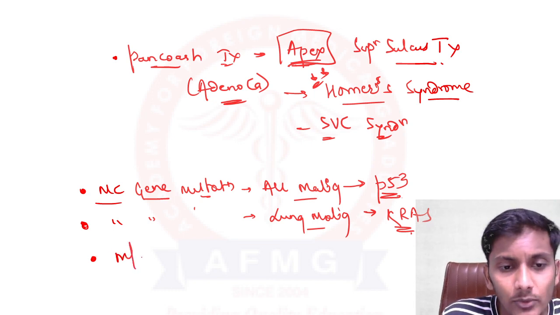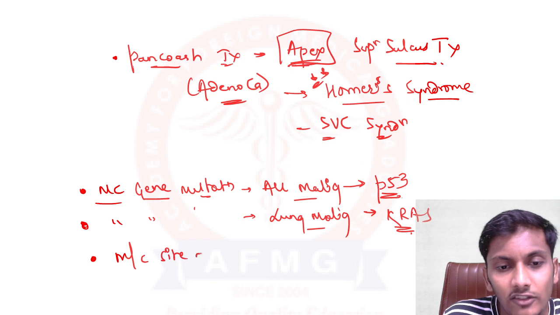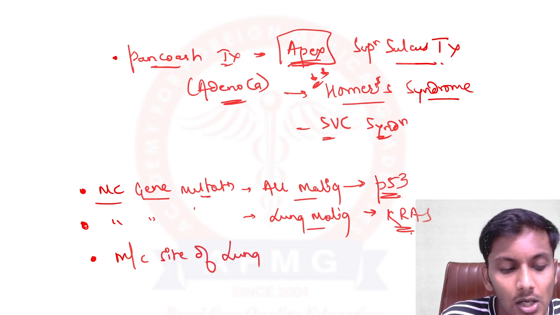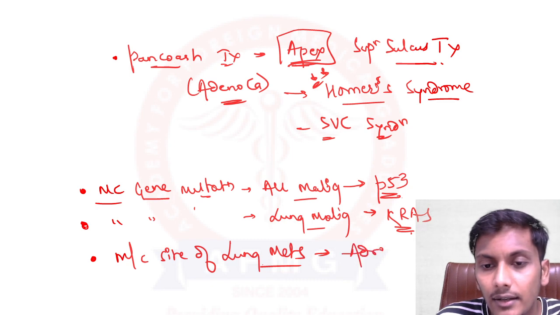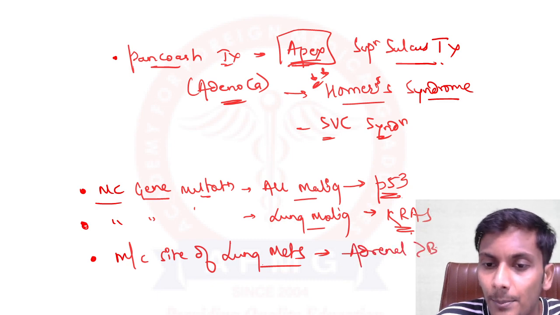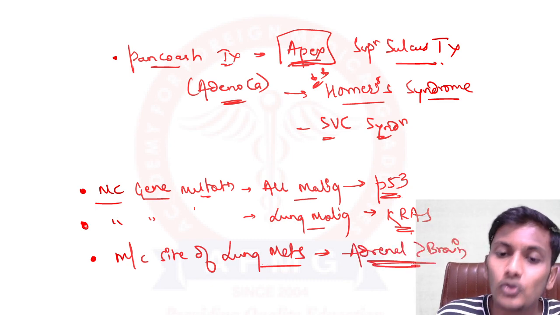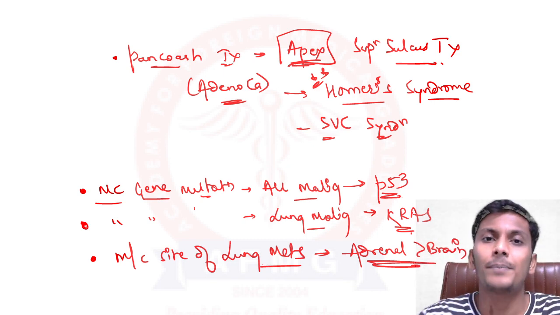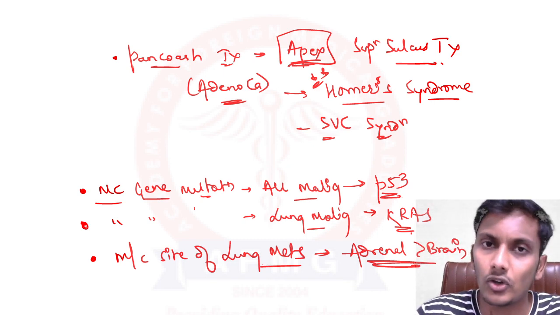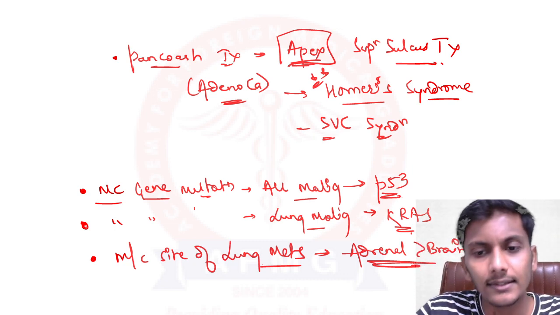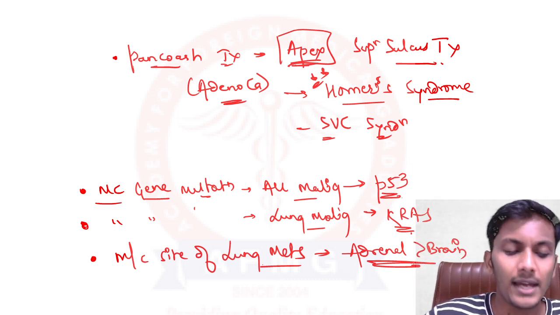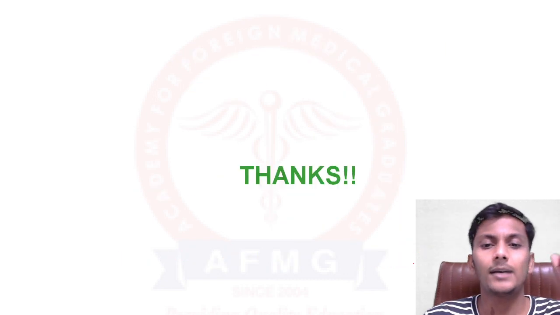And the last question, that is the most common site of lung metastasis. Please remember, the most common site of lung metastasis is the adrenal glands, followed by brain. Usually lungs are the most common site of metastasis for primary malignancies in any other organ. But if they ask which is the most common site for lung metastasis, then the answer should be adrenals followed by brain.